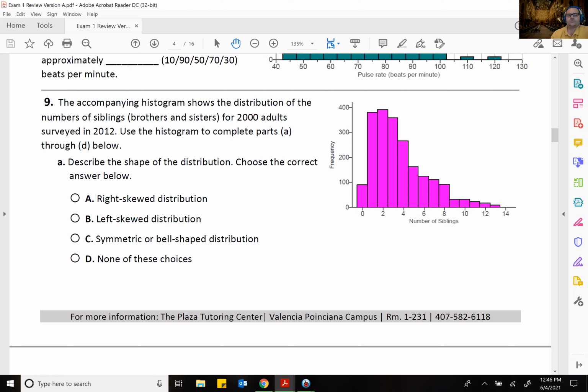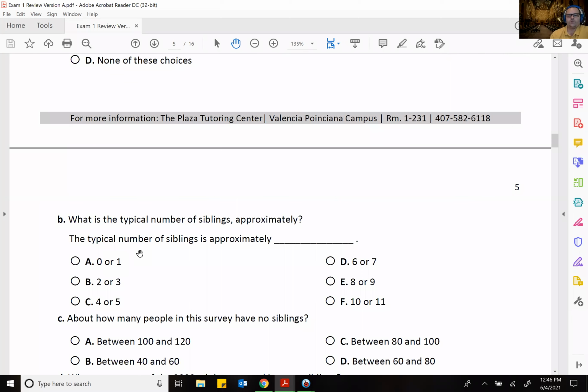What is the typical number of siblings? 2 and 3. Let's take a look at our choices. So it says 0 to 1, 6 to 7, 8 to 9, 10 to 11, 4 to 5, or 2 to 3.